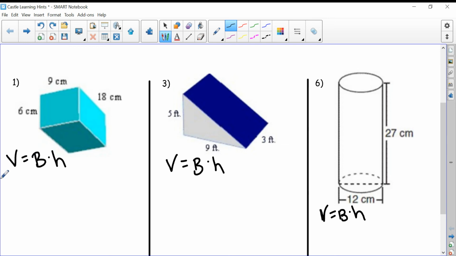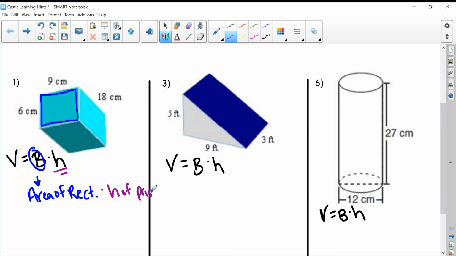Okay? So in this shape here, if I'm trying to figure out what my capital B is, it's the area of the base. So this is my base right here, and that is a rectangle, right? So my capital B is going to be the area of a rectangle. And then I need to find the height times the height of the prism. Okay, and that is my volume.